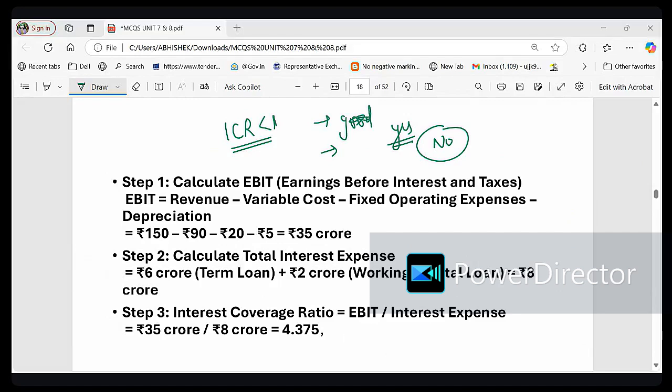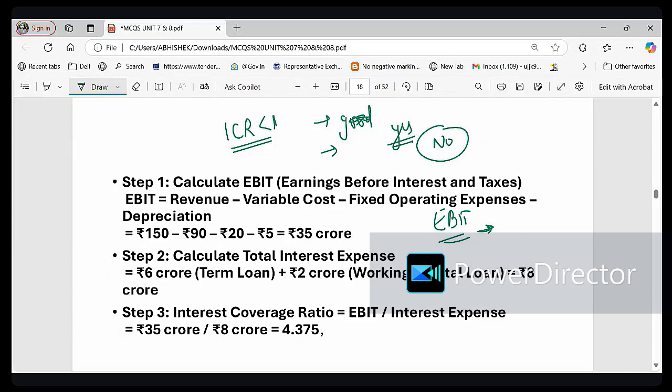So basically, if we talk about the ICR, let me just revise what we have discussed. This EBIT tells us how much a company earned before paying interest and tax. Before paying interest and tax, how much it earned. And interest coverage ratio means EBIT upon interest.